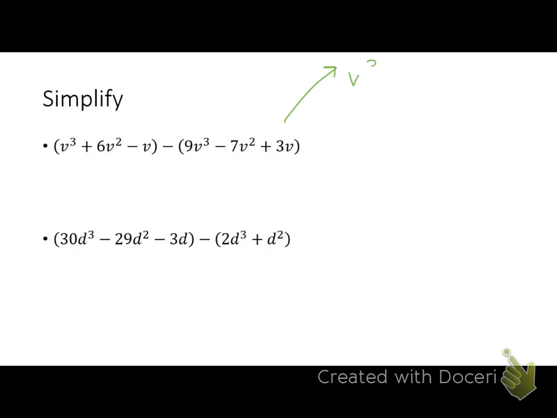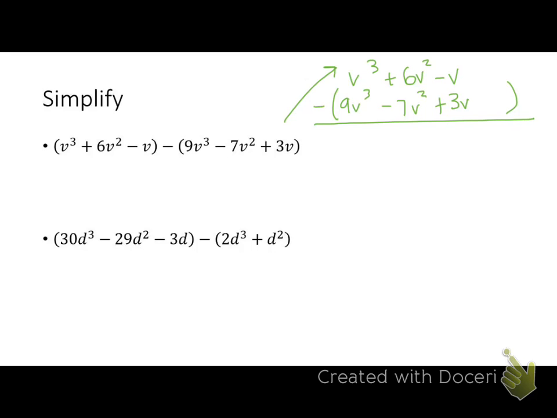So I have v cubed plus 6v squared minus v plus 0. Then I have minus 9v cubed minus 7v squared plus 3v plus 0. Okay, so in this problem, I don't need those plus zeros because both of them were zeros and I didn't need a placeholder for my constant term. So we're going to erase those because it means one less thing I have to worry about when I'm subtracting.